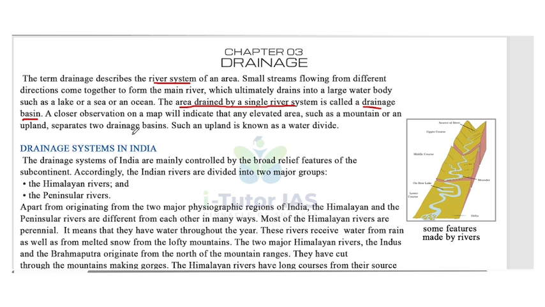A closer observation on the map will indicate that any elevated area, such as a mountain or an upland, separates two drainage basins. Okay, so a mountain or an upland which separates two drainage basins, this upland is known as a water divide. Okay. Next, drainage systems in India.